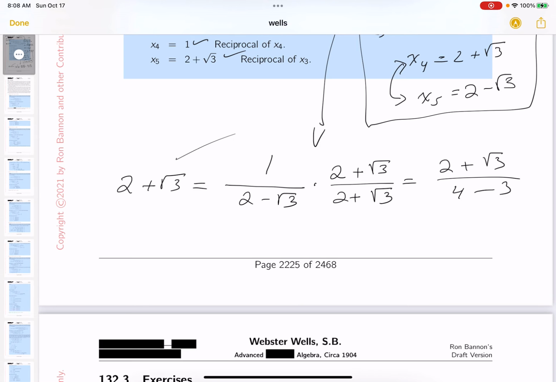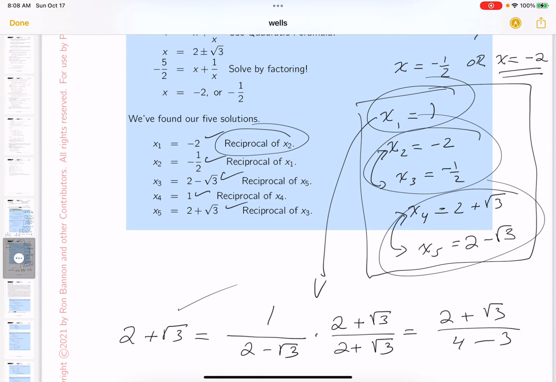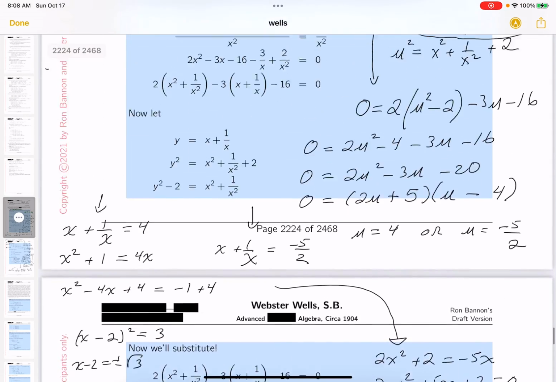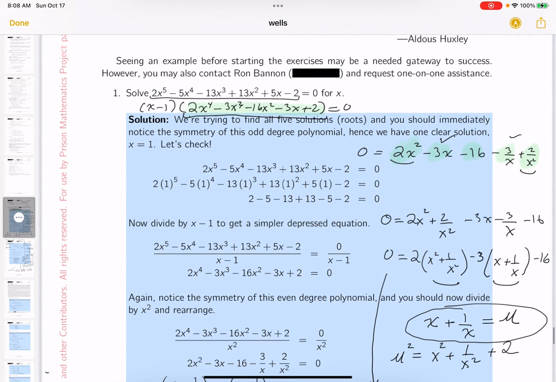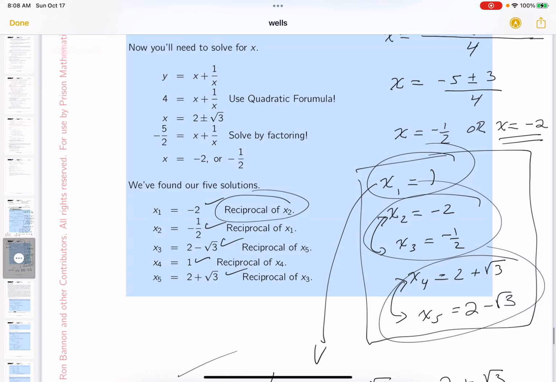Yeah, the reciprocals. Let me repeat this over here. x1 is a reciprocal of x1. x2 is a reciprocal of x3. x3 is a reciprocal of x2. x4 is a reciprocal of x5. Reciprocal of x5 is x4. They're reciprocals, all right? Again, I want to point out some things I'm noticing over here. Symmetry from the get-go, right? What else am I noticing? Solutions are reciprocals.